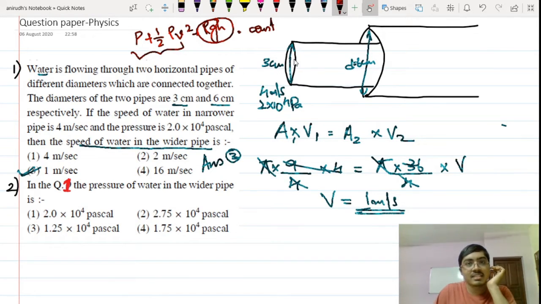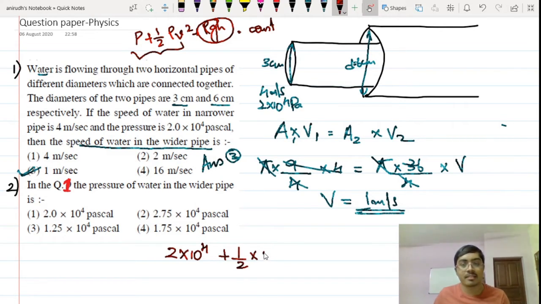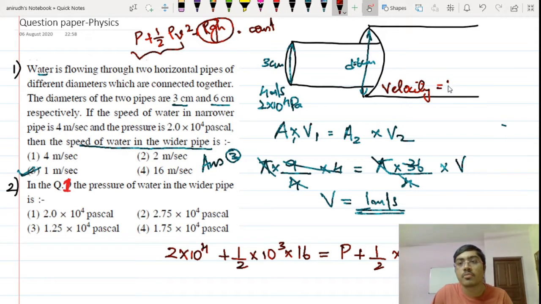Okay, so if I consider this narrow area, the pressure in the narrow area is given to be 2 multiplied by 10 raised to the power 4 Pascal plus half multiplied by rho of water is 10 raised to 3. Now what is the velocity here? 4 4 is 16, isn't it? Is equal to the pressure at the wider pipe. I don't know that. I am taking it as P plus half multiplied by 10 raised to the power 3 multiplied by velocity is actually 1 square. Okay, yeah, velocity at the wider pipe is equal to 1 meter per second.